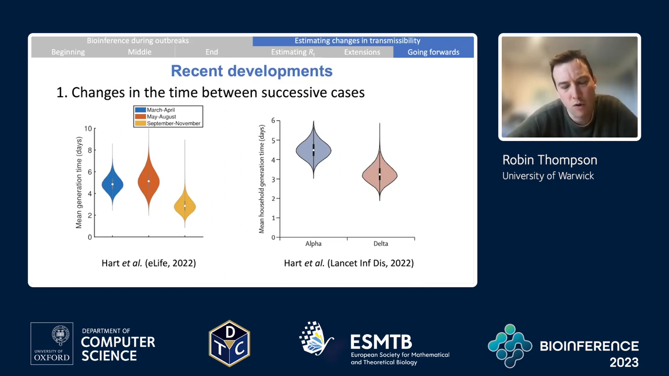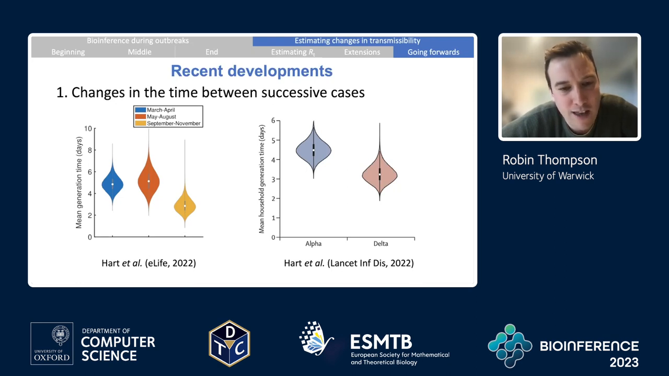that was a very warm period, an uncharacteristically warm period for March in the UK. So what that meant was that individuals were spending a lot of time outside. Whereas if you compare that to later in the year, by the time we got to September and November, it was much more characteristically cool in the UK. And so the result of that was that people were spending a lot more time inside.